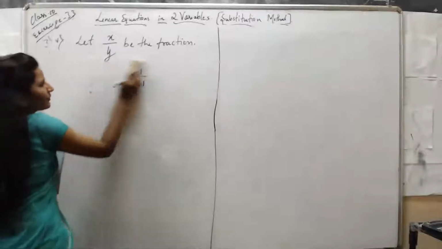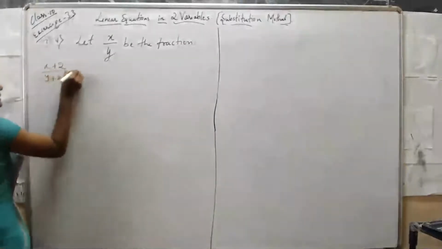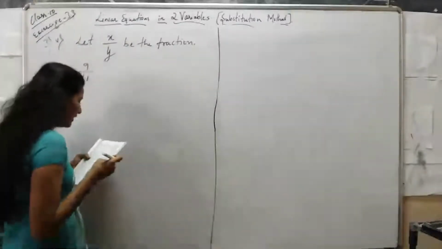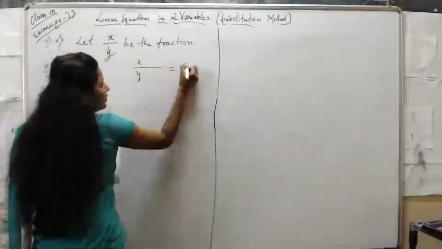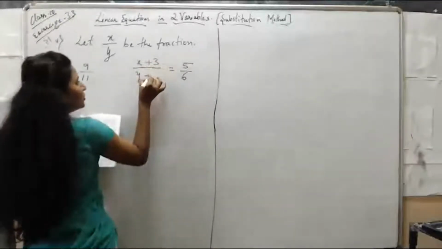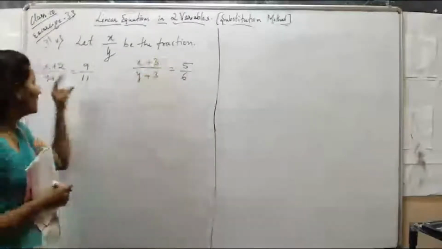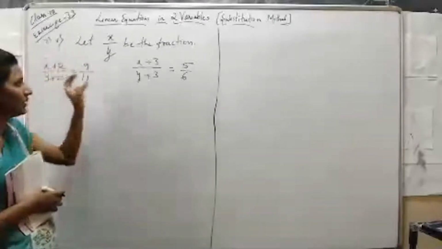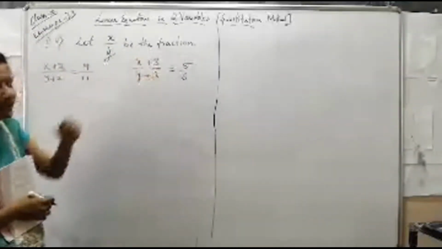Understood? See here, this one I am writing to the left side: x plus 2 by y plus 2 is equal to 9 by 11. We have to solve this, and again another fraction is given. A fraction becomes 5 by 6 if 3 is added to both numerator and denominator. So a fraction x by y becomes 9 by 11 when you add 2 to both numerator and denominator. This same fraction becomes 5 by 6 when you add 3 to both numerator and denominator.